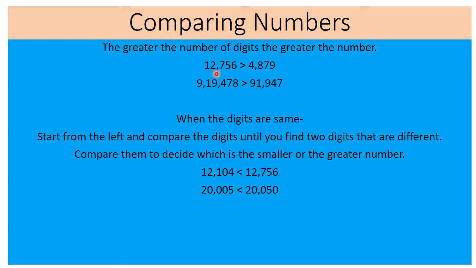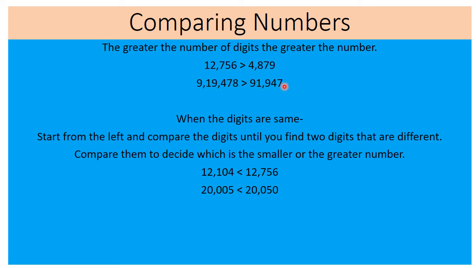So here the first question which I have taken for you is that we have to compare two numbers, which are 12,756 and 4,879. For comparison, the first thing I'll do is count the number of digits. Here we have 1, 2, 3 and 4 digits only, but in this number we have 1, 2, 3, 4 and 5 digits. So we already know that a 5-digit number will be greater than a 4-digit number. So by this rule, 12,756 is the greater number.